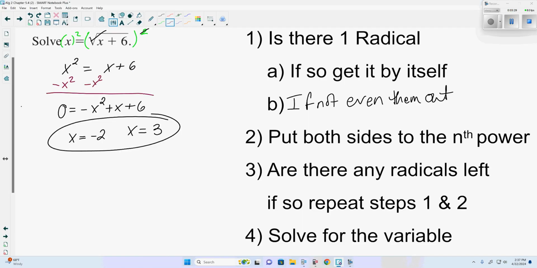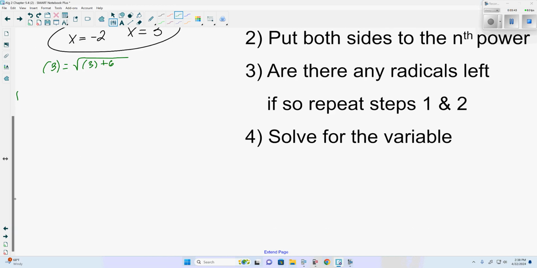Now, it's going to be good to check. Let's go on and check these here. So we'll start with 3. And we're going to replace every x with 3. Now, the left-hand side is kind of nice to check. That's fine. It's just 3. Now, the other side, inside the radical, we have 3 plus 6, which is 9. Square root of 9 is 3. So that works out nicely that 3 is indeed equal to 3.